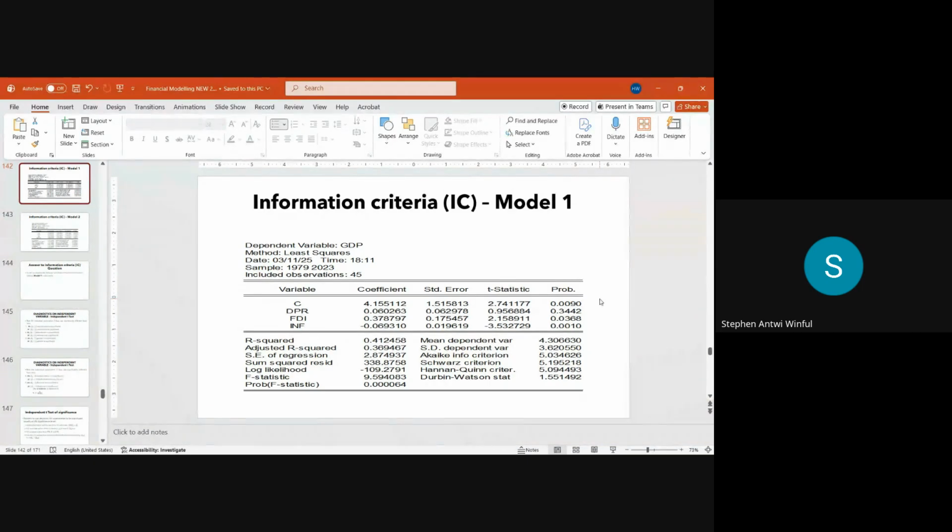So the STD error is the standard error. How do you check? You compare the standard error to its corresponding coefficient. For it to be significant, the standard error should be less than its coefficient. Like a colleague said, if you look at the first one, the C, you see we have a standard error of 1.515, but the coefficient is 4.15. So 4 is more than 1.5, or say it differently, 1.5 is less than 4.15. So C is significant because the standard error is less than the coefficient.